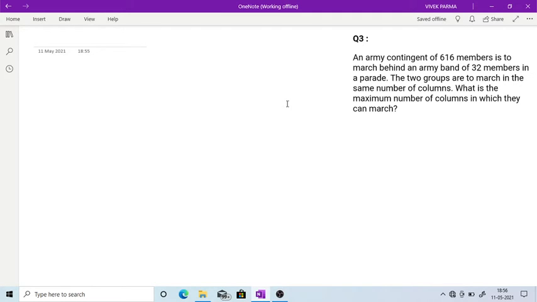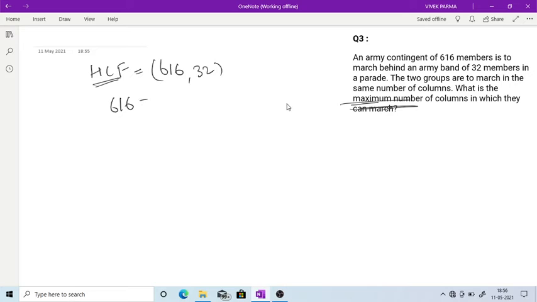So in the question, we have to find the maximum number, right? And we find the maximum number here from the HCF, which will give the highest common factor. So with the help of HCF, we can find the maximum number of columns in which they can march. So here the HCF of 616 and 32, we are again going to apply Euclid's division algorithm.